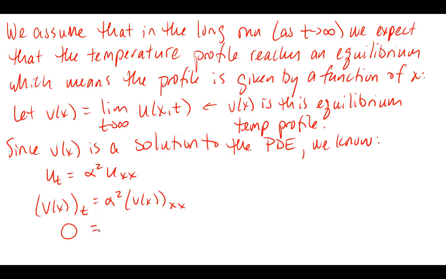I don't really need this archaic notation, because since v is just a function of x, we can go back to our more familiar notation: the xx derivative of a function of x is just the old second derivative. So we have this. I could divide both sides by alpha squared, which tells me that v double prime is 0. I'm going to need a little more space, so I'll go to the next slide.